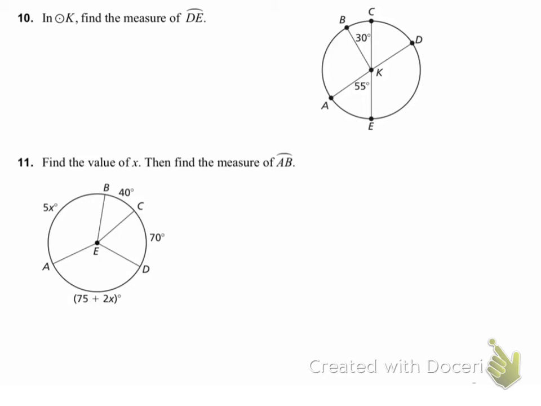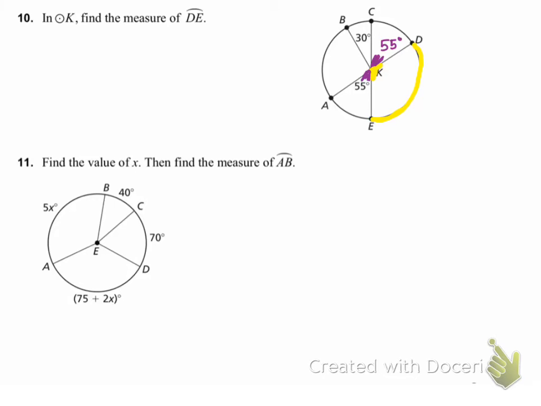So let's move to the last two problems of this section. Question number 10. We have to find, in circle K, the center is K, the measure of arc DE. Where is DE? I have to find this one. So I have to know the measurement of this angle. I know the whole circle is 360. And if you remember, we talked about vertical angles. This angle is 55. So how much is this angle? This is also 55 degrees.